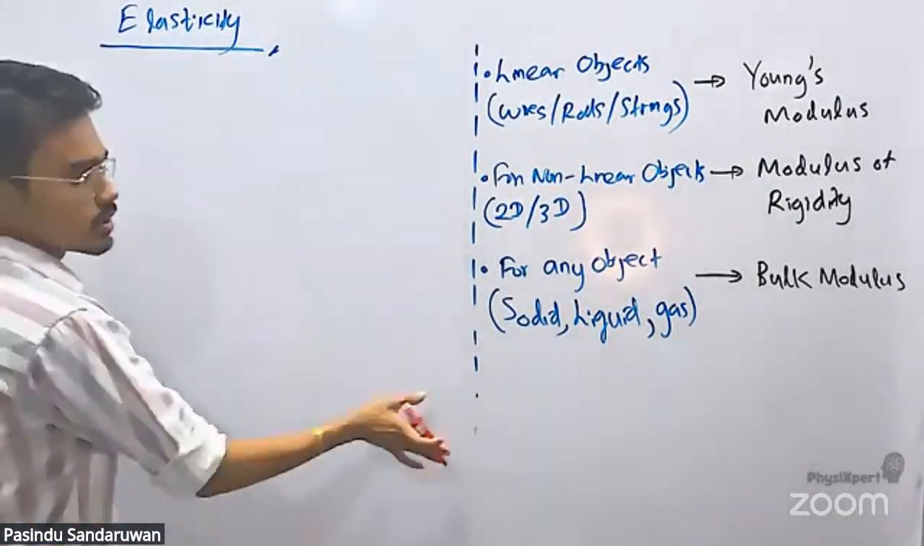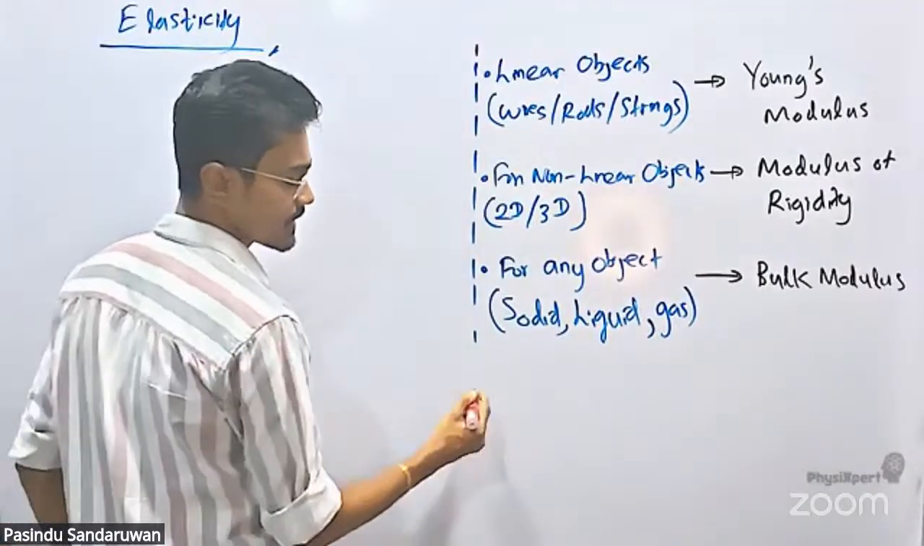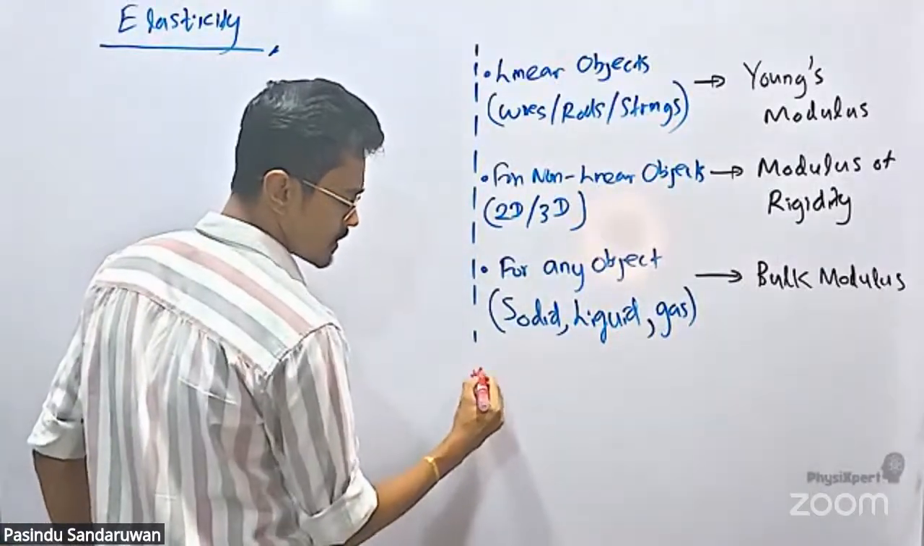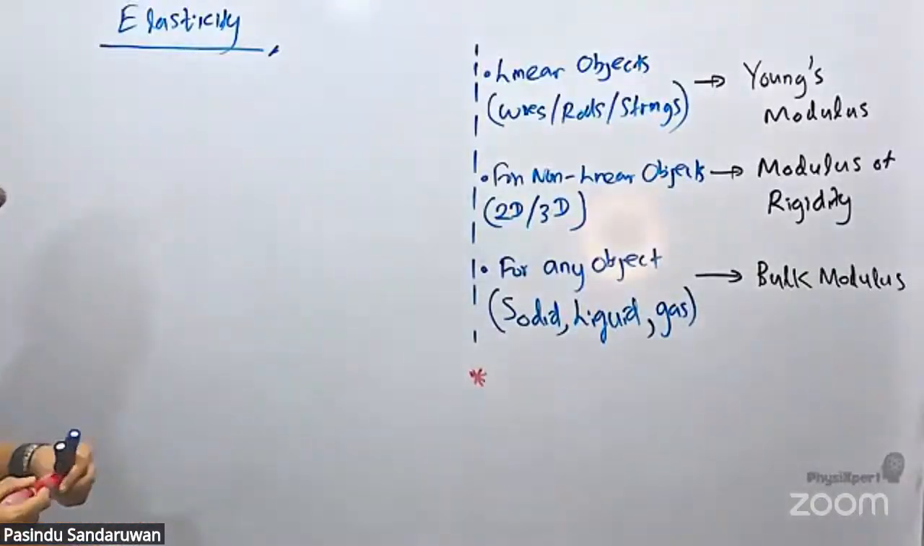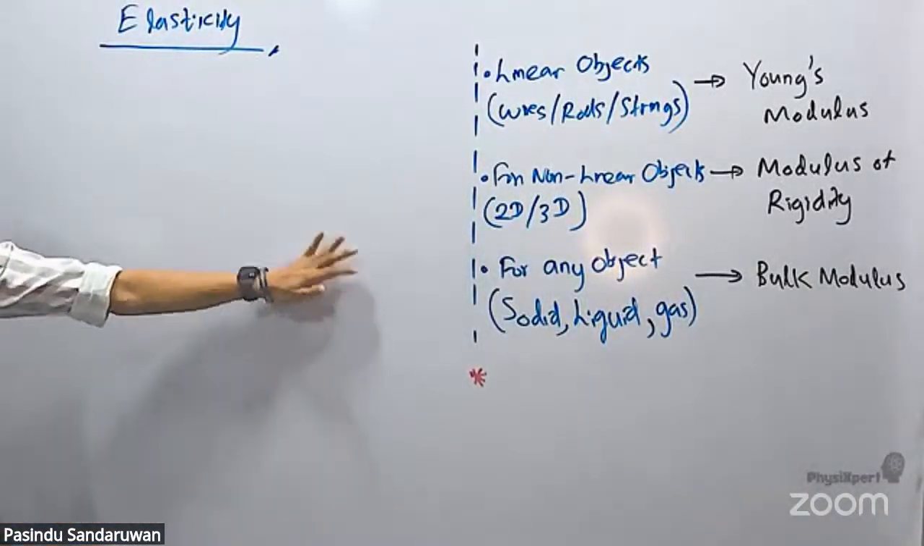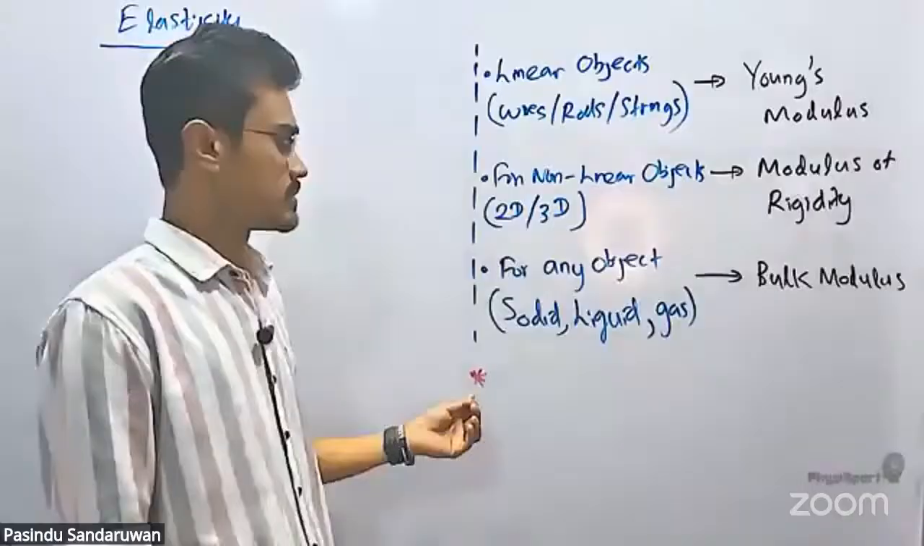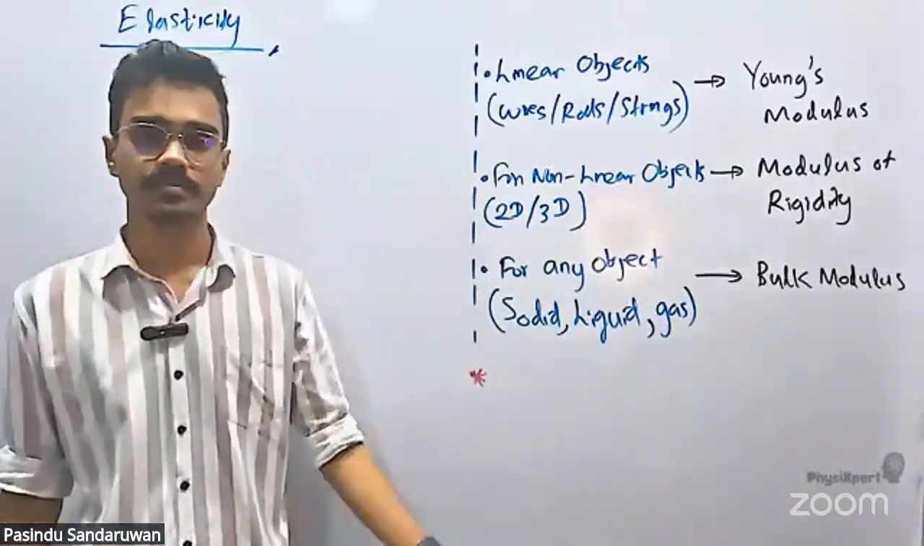So write down below with a red pen. Put an asterisk mark and write down.